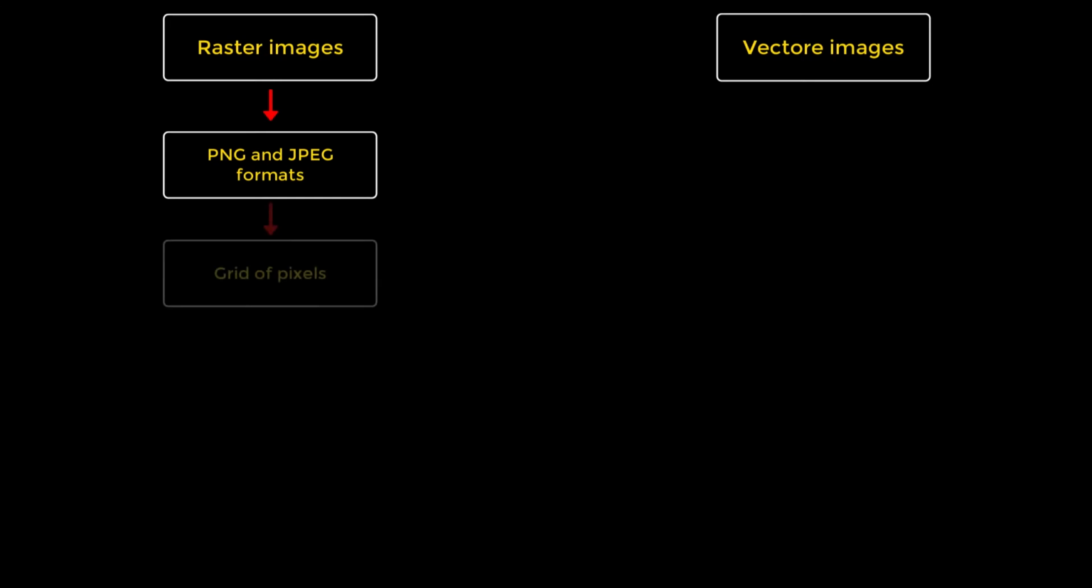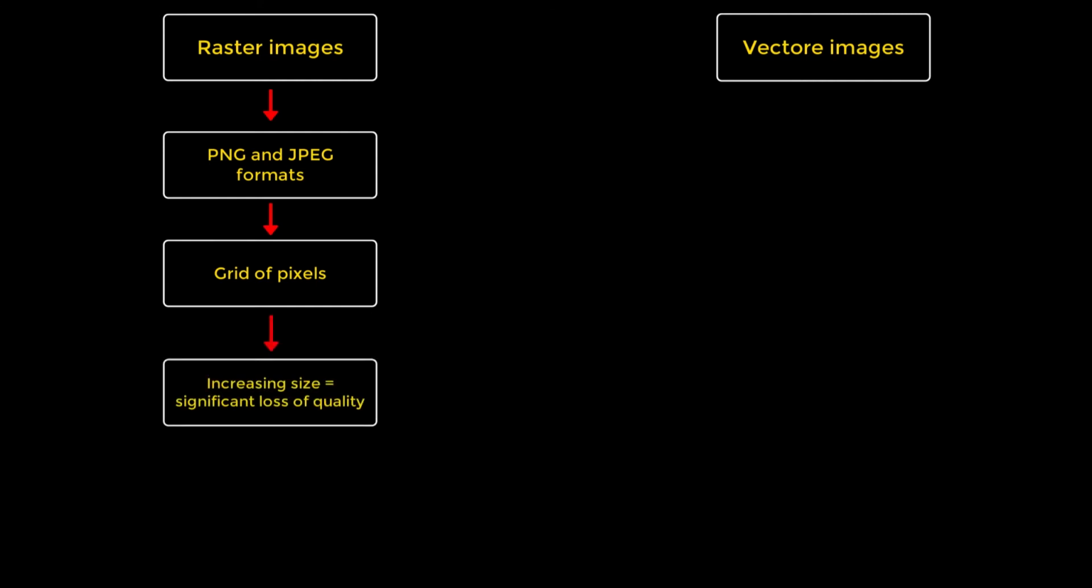iOS supports 2 categories of images, raster images and vector images. Common image formats like PNG and JPEG are classified as raster images. Raster images use a grid of pixels to form a complete image. One problem of raster images is that they don't scale up well. Increasing the size of a raster image usually means a significant loss of quality. This is why Apple recommends developers to provide 3 different resolutions of images when PNG is used.